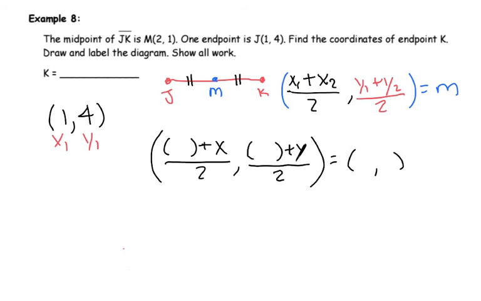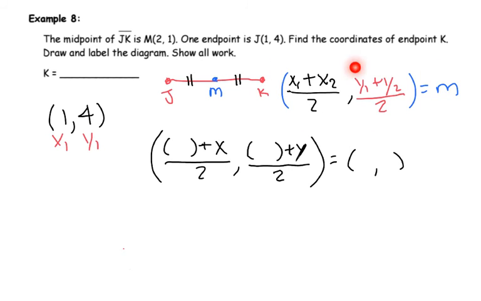All right, so this one we're going to be working a little bit backwards-ish, because they're actually giving us the midpoint, okay? So they're telling us that the midpoint of line segment JK is 2, 1. One endpoint, J, is 1, 4. Find the coordinates for endpoint K.